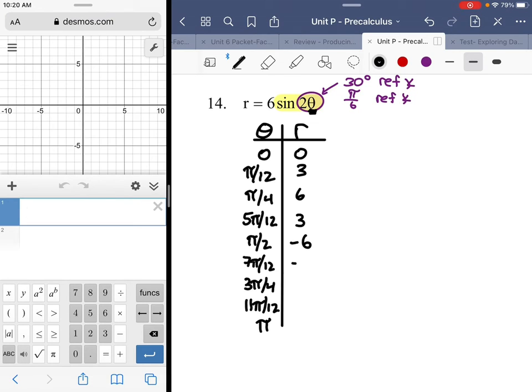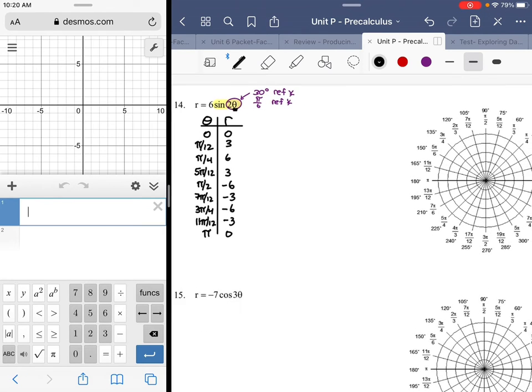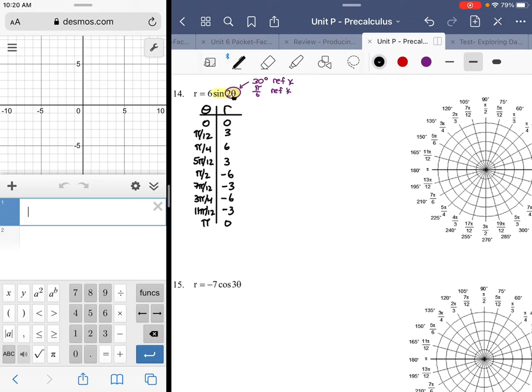All right. So if I plug in 7 pi over 12, that gives me 7 pi over 6. Sine of 7 pi over 6 is negative 1/2. So that gives me a negative 3. 3 pi over 4 doubled is 3 pi over 2. Sine of 3 pi over 2 is negative 1. So that gives me a negative 6. 11 pi over 12 doubled is 11 pi over 6. Sine of 11 pi over 6 is negative 1/2 times 6 is negative 3. Pi times 2 is 2 pi. Sine of 2 pi is equal to 0 times 6 is 0.